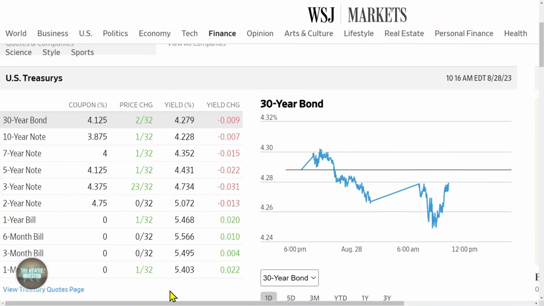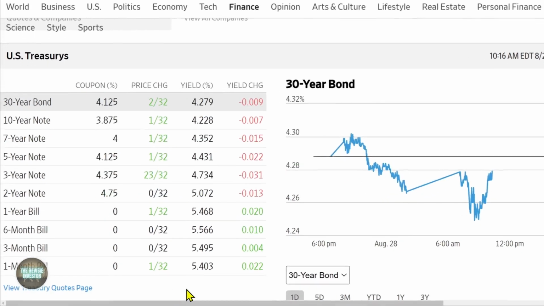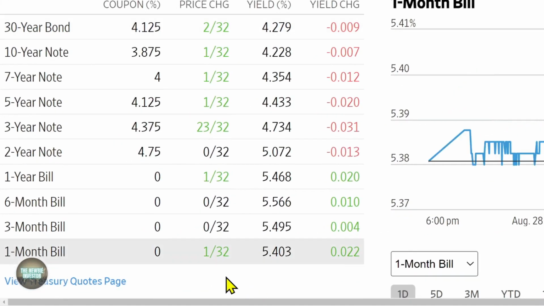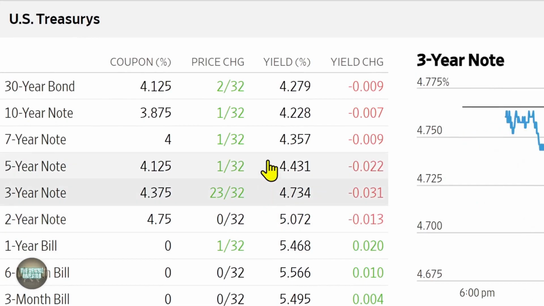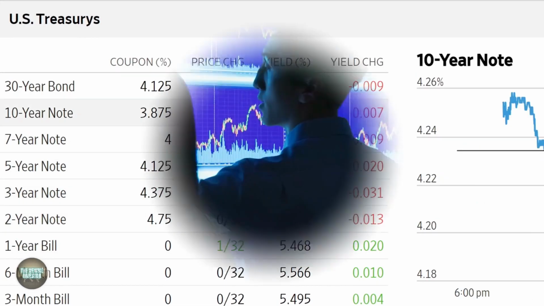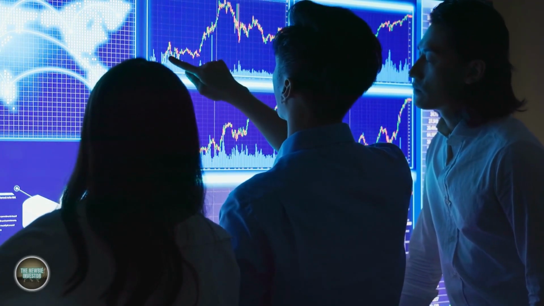The final reason why I think SCHD is underperforming the S&P right now is interest rates. SCHD has a dividend yield of 3.55%. Compare that to the US Treasury bills that give you anywhere from 5.4% to 5.6%. Even longer US notes and bonds give you 4.3% and more. With interest rates this high, income investors could prefer buying them over SCHD. The benefit there is a higher guaranteed rate with no risk of capital loss.